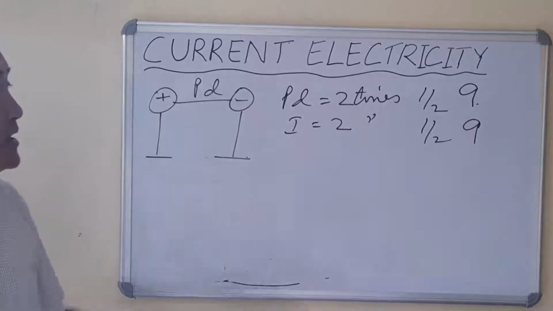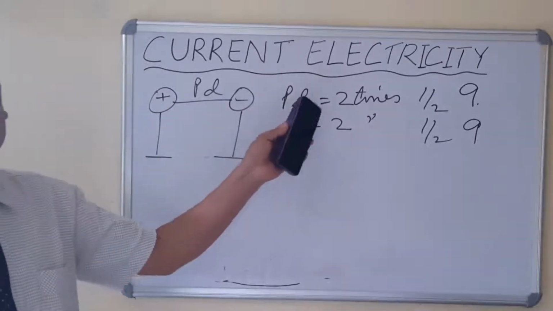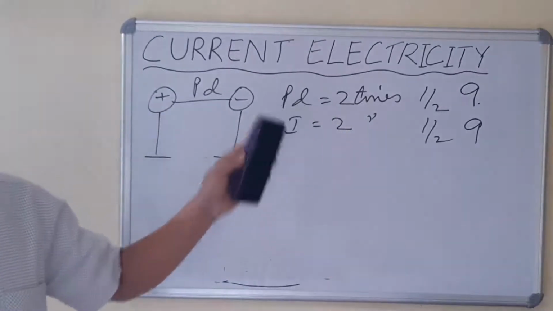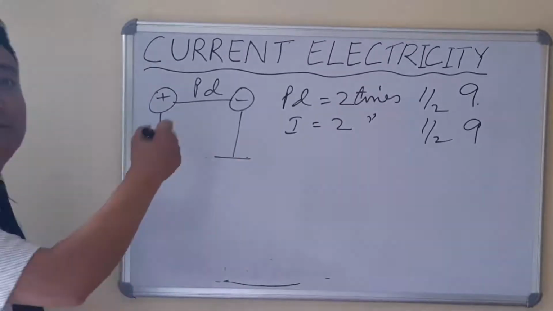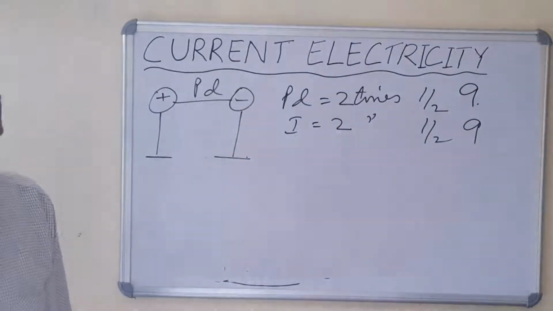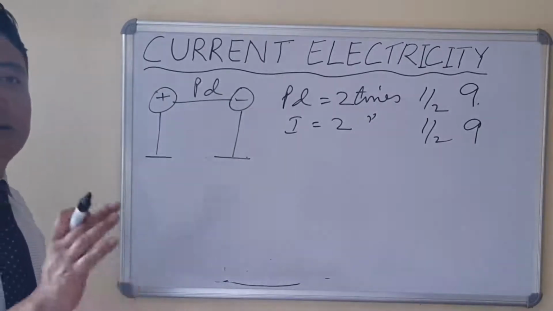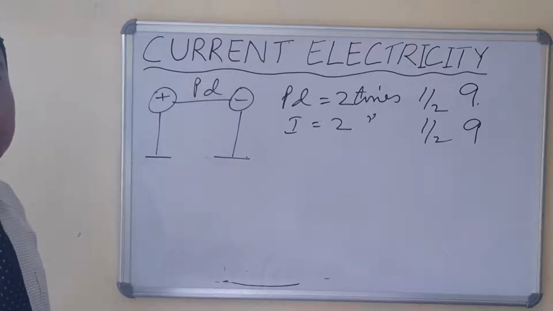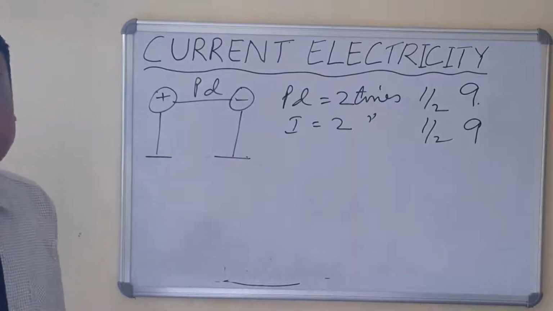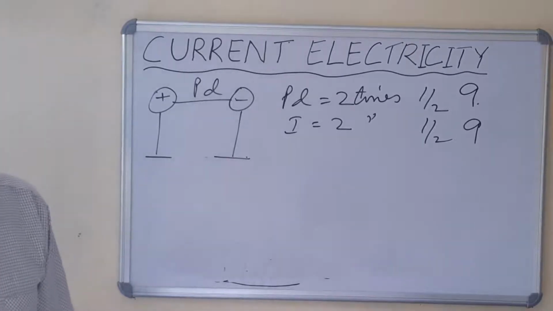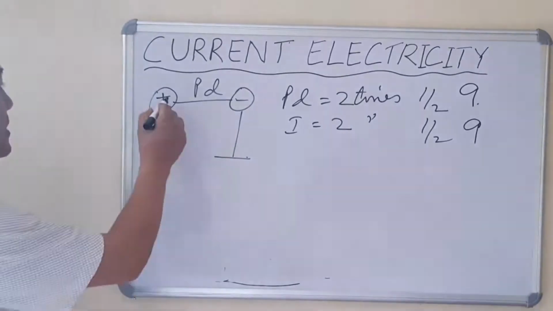Is it clear? Now the next point is that the strength of the current flowing through a conductor depends upon two factors. Number one factor is the potential difference across the ends of the conductor.